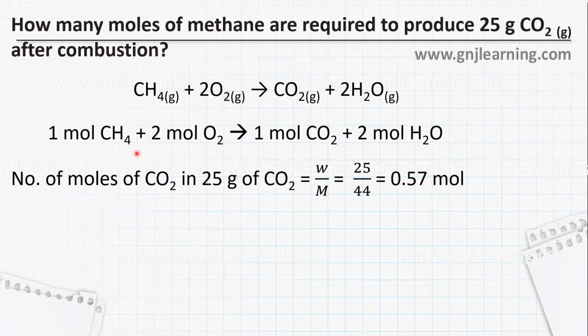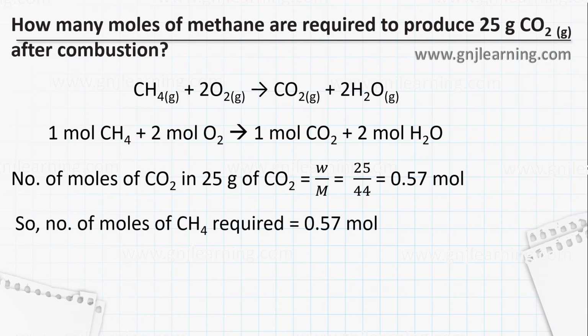1 mole of methane gives 1 mole of carbon dioxide, isn't it? So here what I got is 0.57 mole of carbon dioxide. So how much mole of methane should I use? It's the same, because if I use 1 mole of methane, I am getting 1 mole of carbon dioxide. So how much methane would they have used for combustion? It's the same, it is 0.57 mole. Clear?